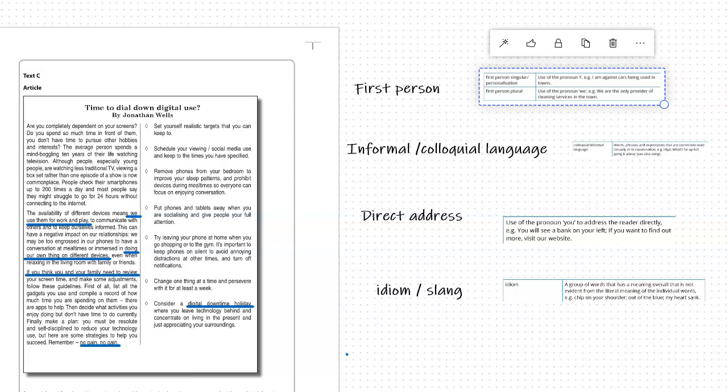Obviously for every question, hopefully you've read it a few times now and you can skim read, but I do suggest you read as much as possible in the time allowance, just to give you a bit of context, because context can change your answer a little bit. So if we go down to the second paragraph here, the availability of different devices mean we can use them for work and play, to communicate with others and to help keep ourselves informed. So the phrase "we use them for work and play" is a language feature of first person.